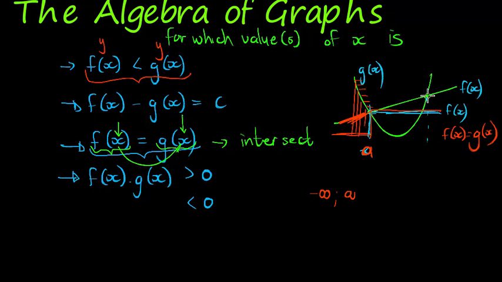Now if I'm between a and, let's say this x value is b. Between a and b, we see that g lies underneath f. So for this part here, f is bigger than g. Make sense? And then for this part here, again g is bigger than f. Do you see that?